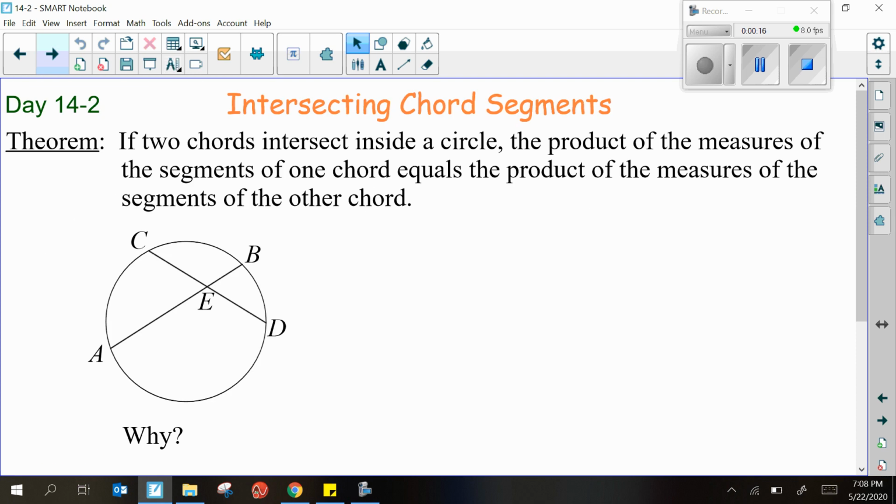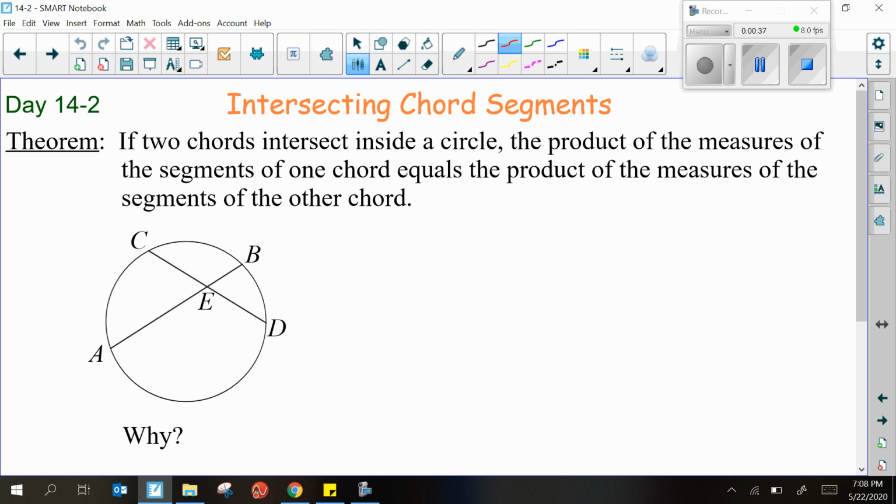Okay, today we're just focusing on one new thing, and it's when you have intersecting chord segments in a circle. So if you have two chords that intersect inside a circle, the product of the measures of the segments of one chord equals the product of the measures of the segments of the other chord. So this sounds really confusing, but it actually isn't bad at all.